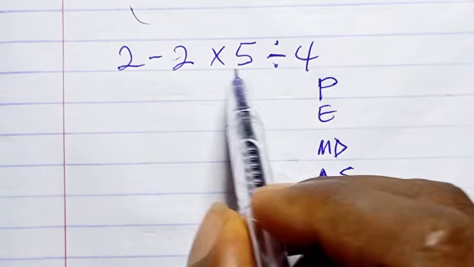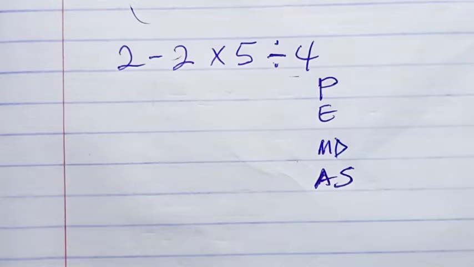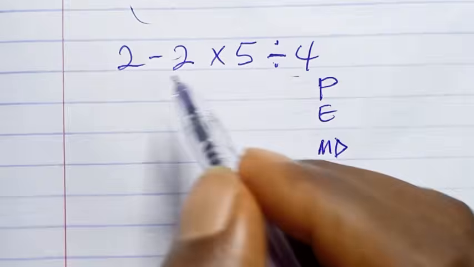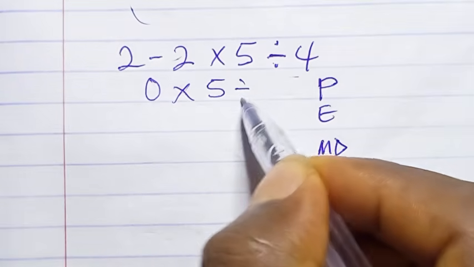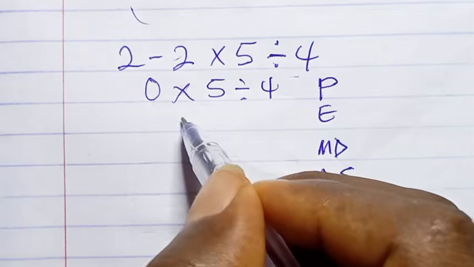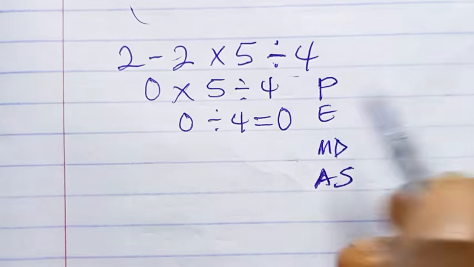2 minus 2 times 5 divided by 4. Some people do it like this: 2 minus 2, which is 0, times 5 divided by 4. 0 times 5 is 0, divided by 4, which is equal to 0.